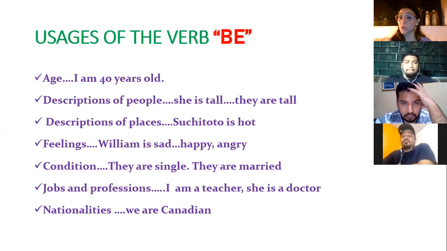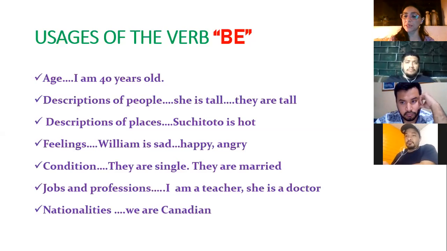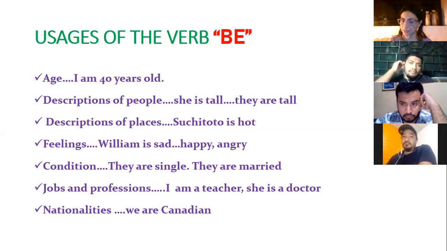Okay. This is what we're going to do right now, guys. Lo voy a dejar trabajando ahorita ustedes tres. I want you to make sentences. Okay. Van a ser one sentence per category. So one sentence for age, one sentence for description of a person or people, one sentence of descriptions of place, all right, puede ser cualquier lugar, feelings, all right, conditions, jobs and professions and nationality. So at the end, you're going to have seven sentences, okay?